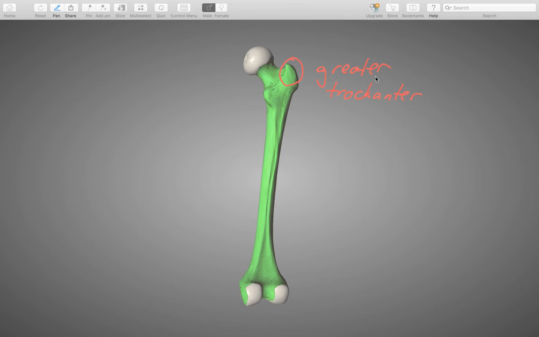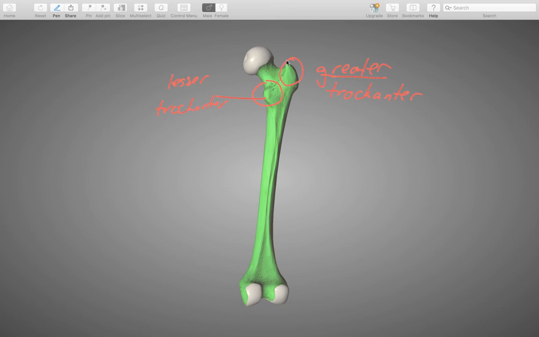Now, you see this term greater. They will only use terms like greater or superior or inferior or medial or lateral or maximus or minimus when there is an opposite. Okay, so if they go out of their way to say something is greater, then there must be something that's lesser, and that's this bump here on the back of the femur, on the posterior side of the femur. Okay, this is the lesser trochanter because it's smaller than the greater one.